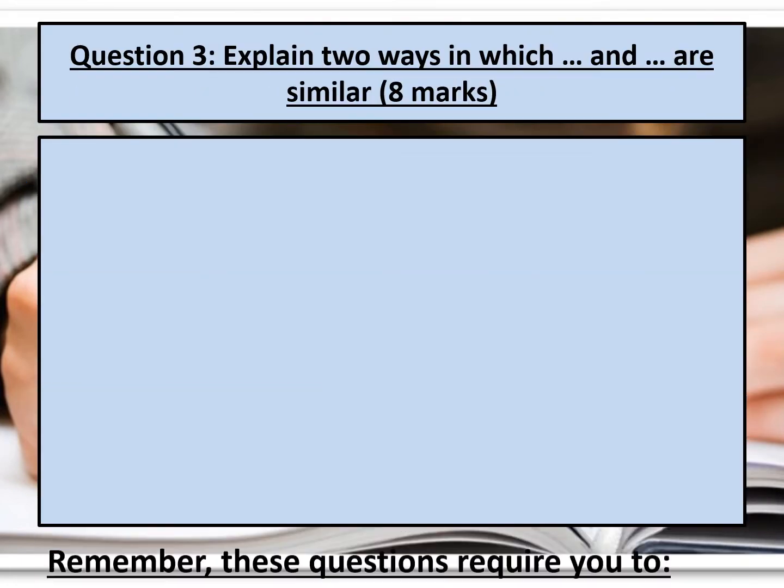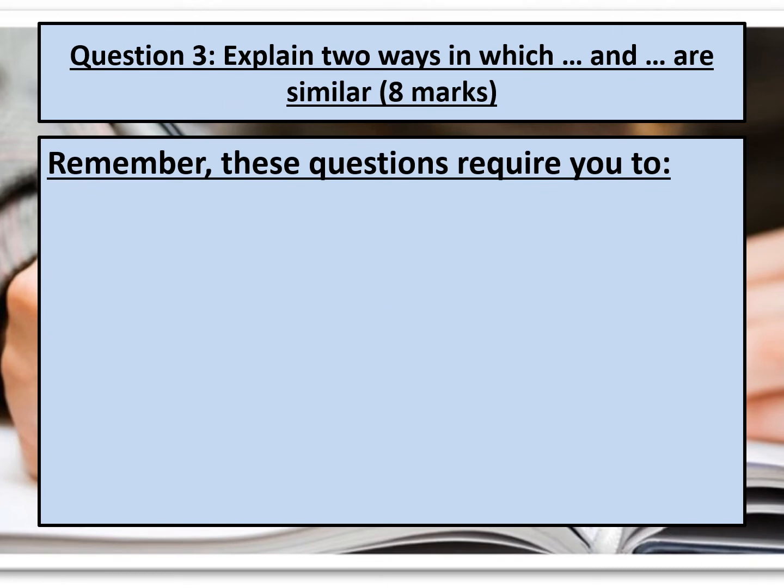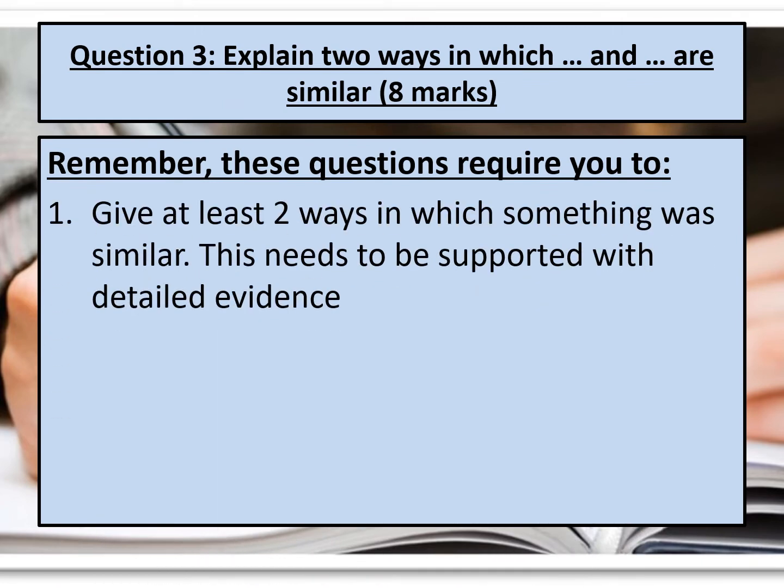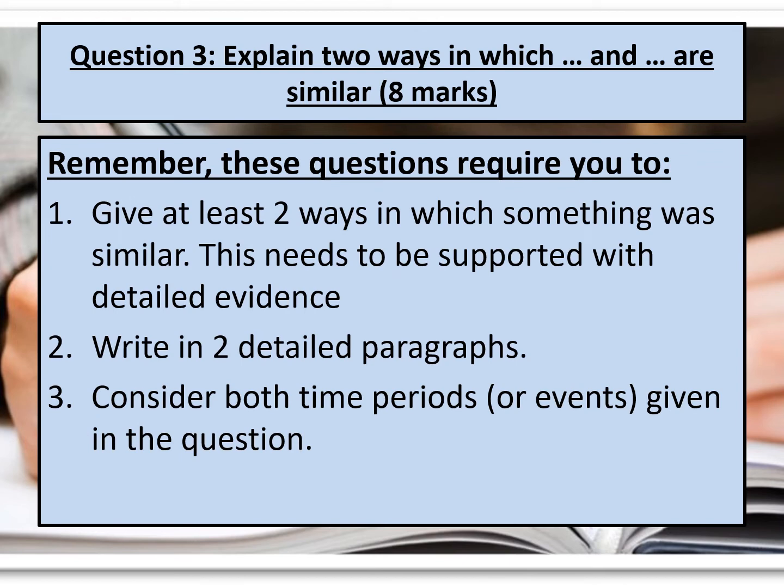So our third type of question is going to be an 8-mark question asking you to look at the similarities between two events or two people. Now in the real exam, the mock, it will always start in the same way, where it will say explain two ways in which blank and blank are similar.